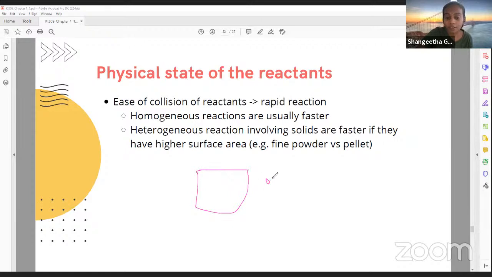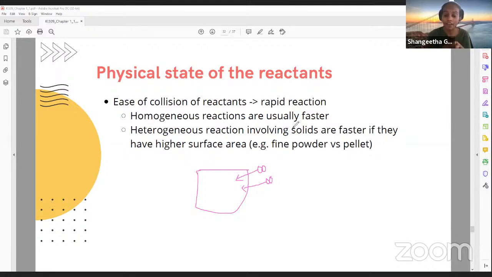And then you have your liquid molecules. In order for them to collide with your solid, if the surface area of your solid is bigger, then there are more chances for collision. That means it's better if your solid is in a fine powder versus a pellet.